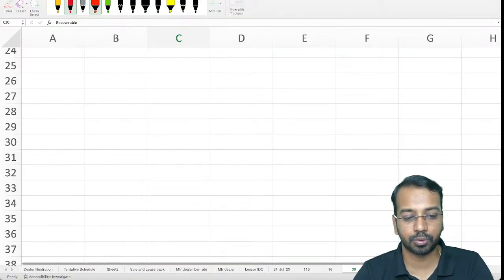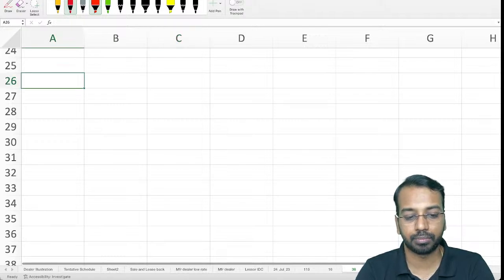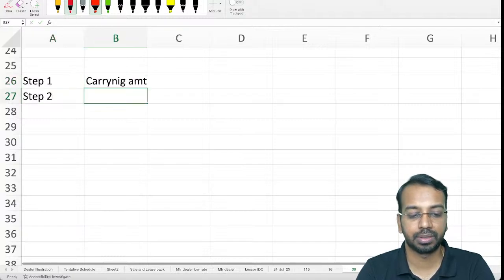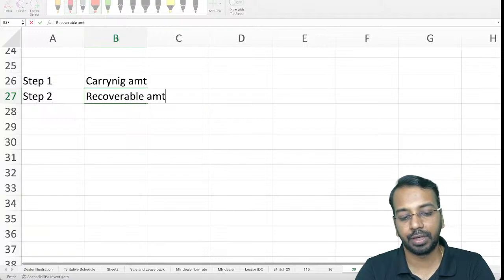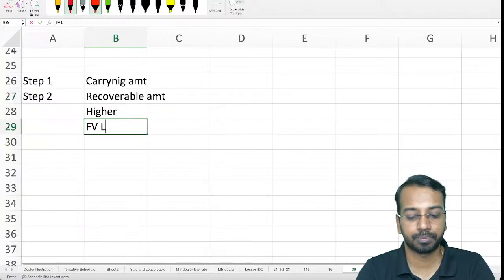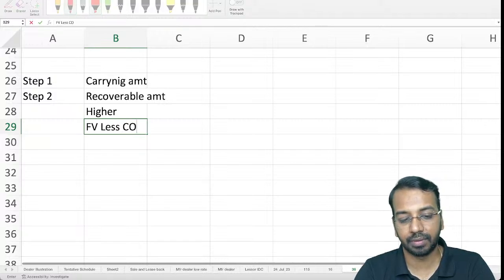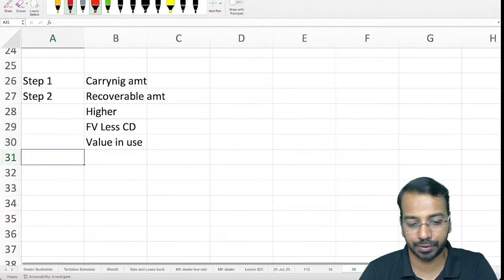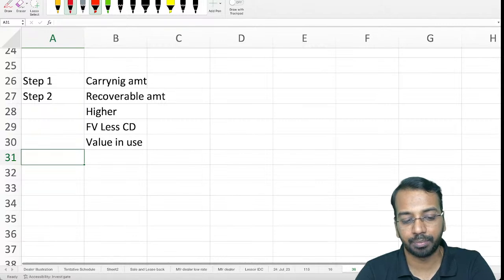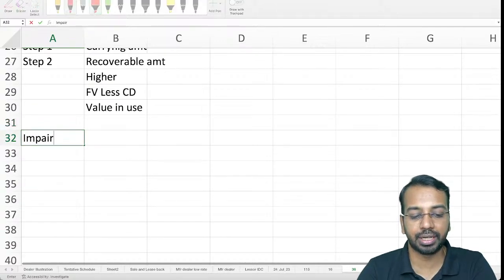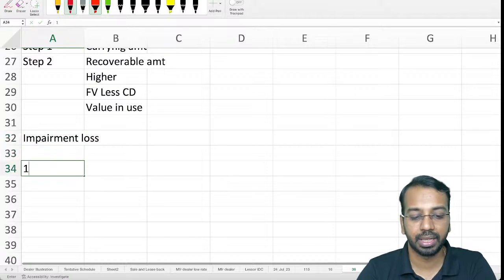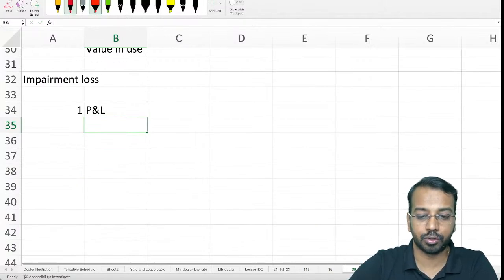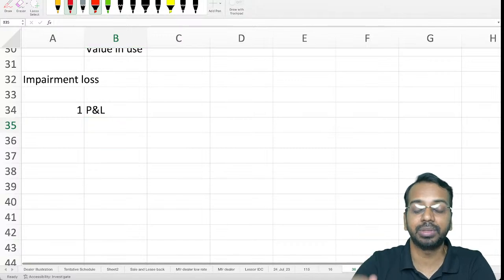So again, I am writing the steps so that it is clear. Step 1, carrying amount. Step 2, recoverable amount, which is higher of fair value less cost to dispose and value in use. If the recoverable amount is less than the carrying amount, there is an impairment loss. Now the question is, how do we recognize the impairment loss? Impairment loss is generally recognized in P&L, meaning if there is an impairment loss of 1000, you will debit 1000 to P&L and credit the asset. So impairment loss is recognized in the P&L directly.